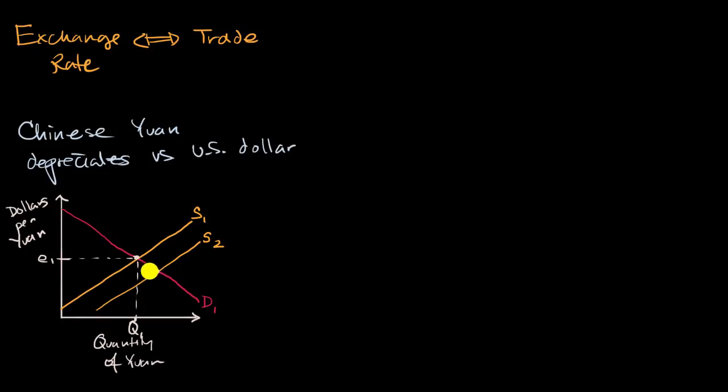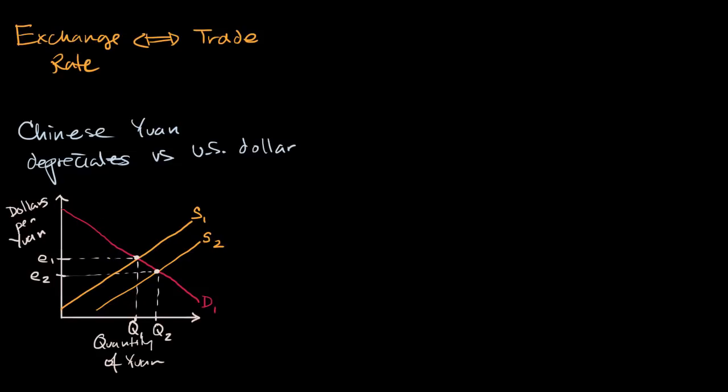I just want a scenario where we have the Chinese yuan depreciating against the US dollar. And so you see very clearly in this world, if our demand does not shift, we get to this next equilibrium exchange rate, E sub 2. And there's also a different equilibrium quantity. But you can see the Chinese yuan has depreciated versus the dollar. Maybe E sub 1 is 15 cents per Chinese yuan, and maybe E sub 2 is 10 cents per Chinese yuan.